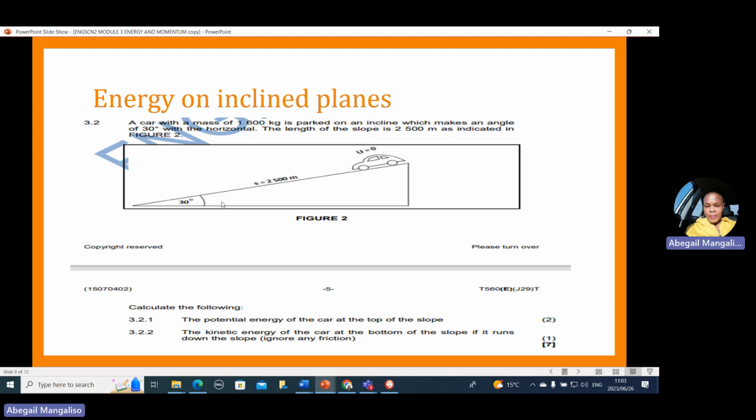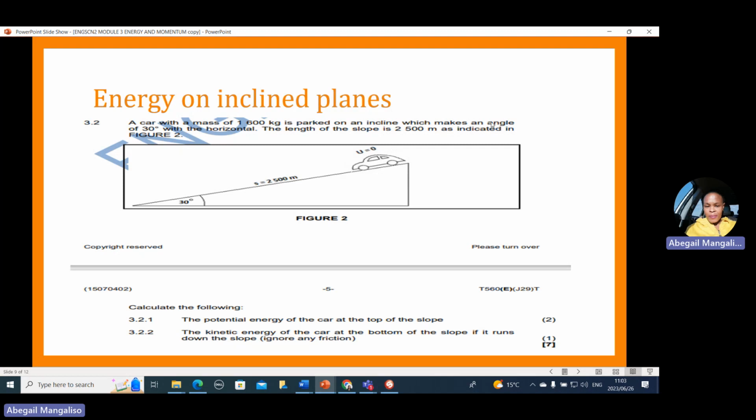Now, this is a horizontal. This plane makes this angle with the horizontal. And from here above the horizontal, this will be the height. So you can never calculate potential energy if you don't have the height, because it's the energy of position, by virtue of position.